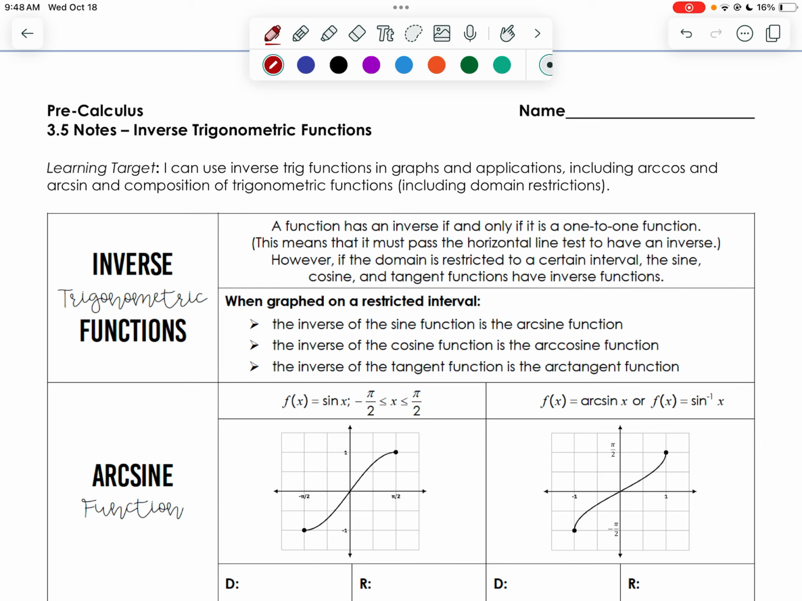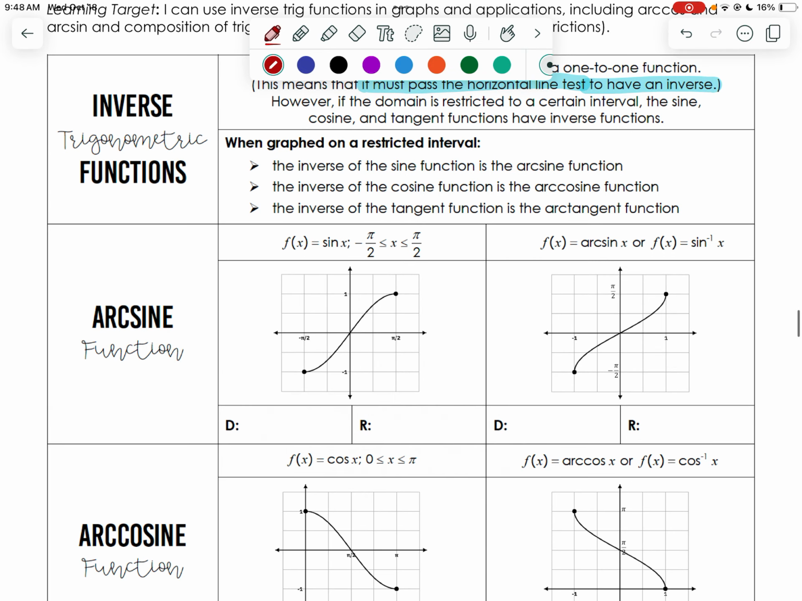So a function has an inverse if and only if it is a one-to-one function. This means that it must pass the horizontal line test to have an inverse. Okay, you might remember that from Algebra 2 trig if you took that. But if the domain is restricted to a certain interval, then sine, cosine, tangent functions will have inverse functions. So this is something you haven't seen yet, but you can just kind of trust me for now.